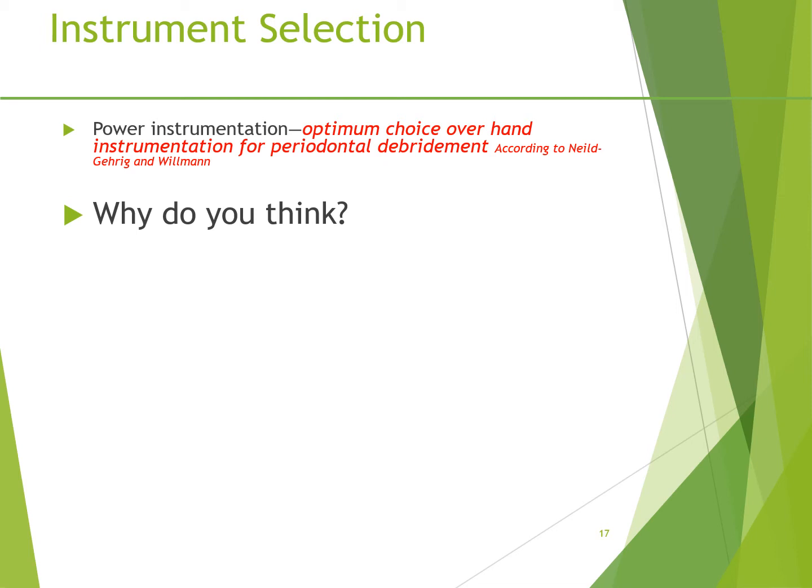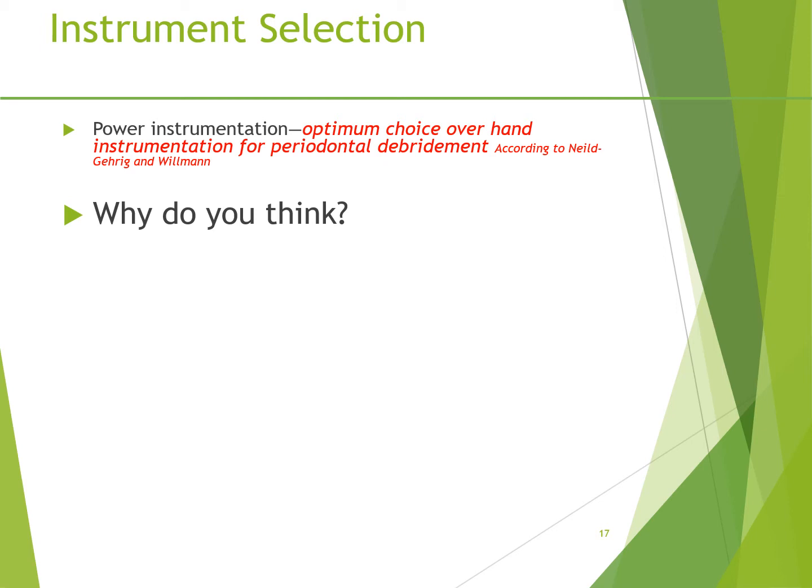You have an assignment where you're going to research the differences between ultrasonic and hand instrumenting. When you're doing your non-surgical periodontal therapy, what tool is best? You're going to do some research on it, and if you go to BBLearn, I have a paragraph of instructions on what that assignment leads to. I will let you know, it's highlighted in red here on the slide, that power instrumentation is the choice over hand instrumentation, according to Nield-Gehrig and Willmann. I do believe this is the book you use for clinic.